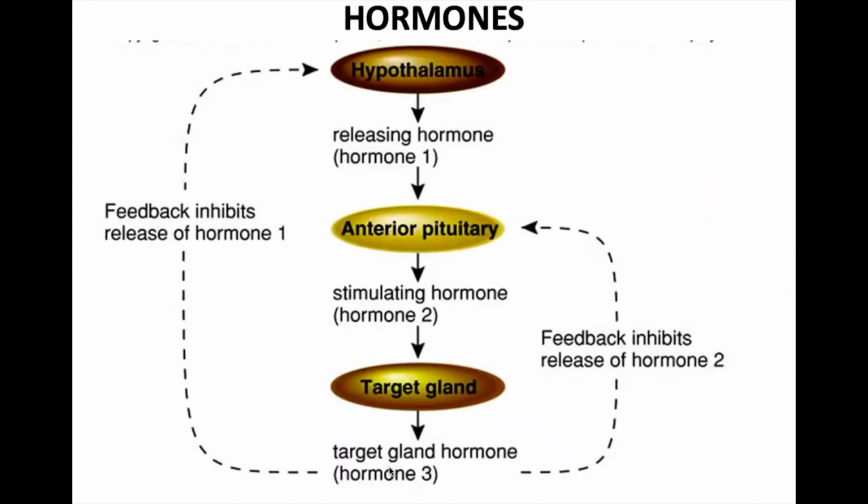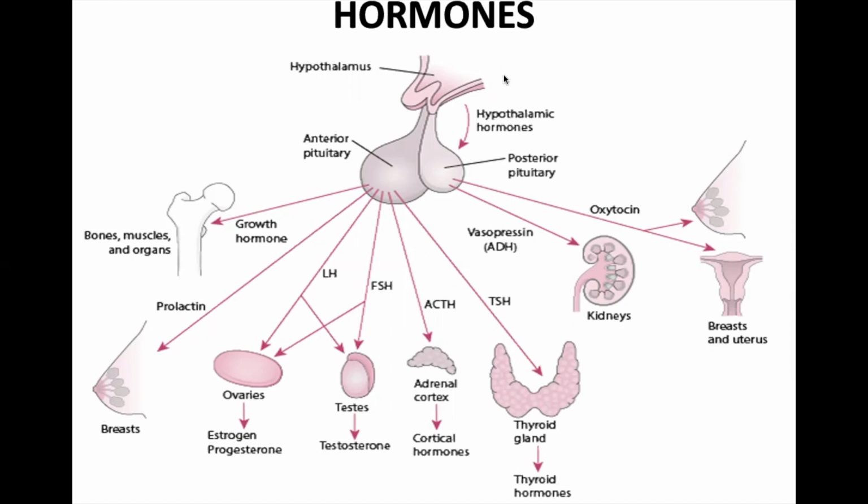Now if this amount of thyroxine is more in the blood, what happens? If its level increases, it will give a feedback to the hypothalamus to inhibit the release of the releasing hormone. And in turn, it also will give a feedback to the pituitary to inhibit the release of the stimulating hormone. This is an example of various hormones being released.